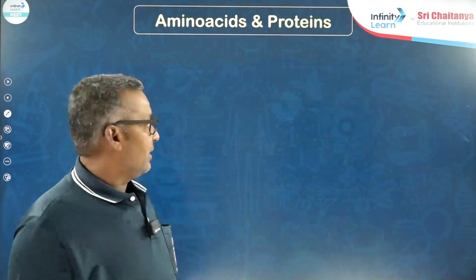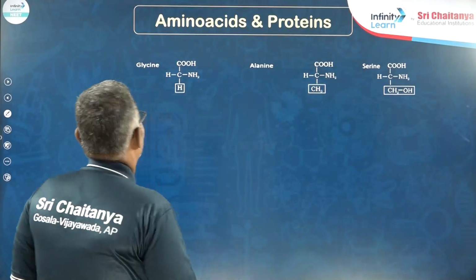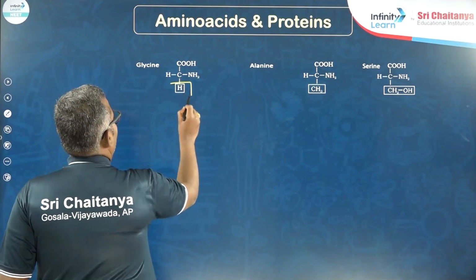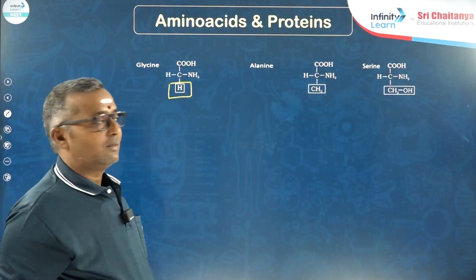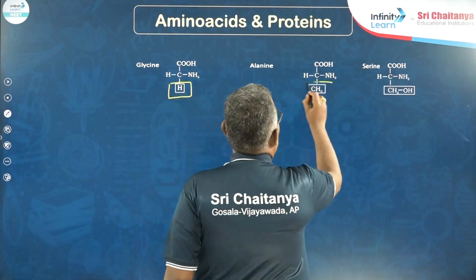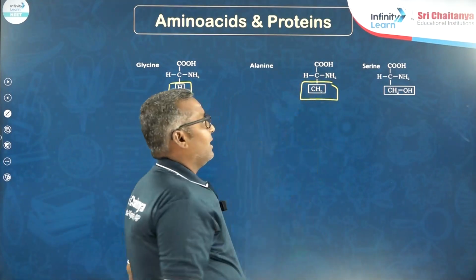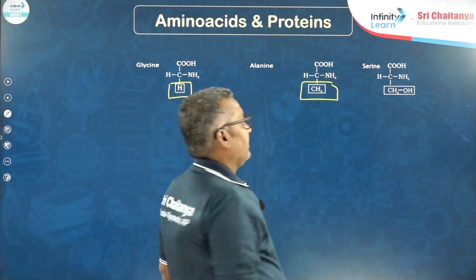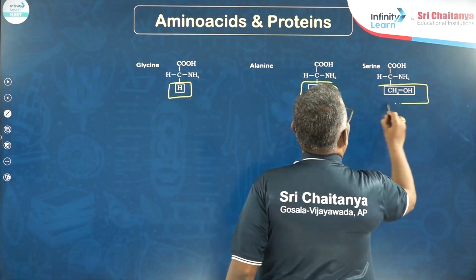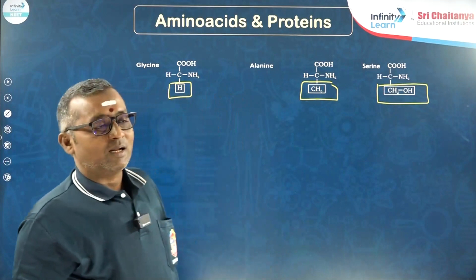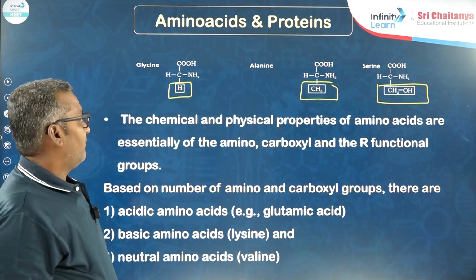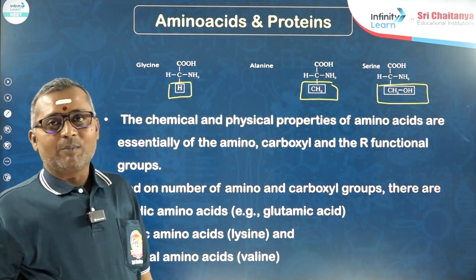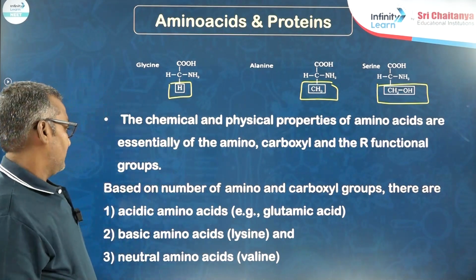Say, if the R group is hydrogen, then it is glycine. If it is methyl, then it is alanine. If it is hydroxymethyl, then it is serine. These are the 3 important amino acids out of the 20 types of amino acids present in proteins.